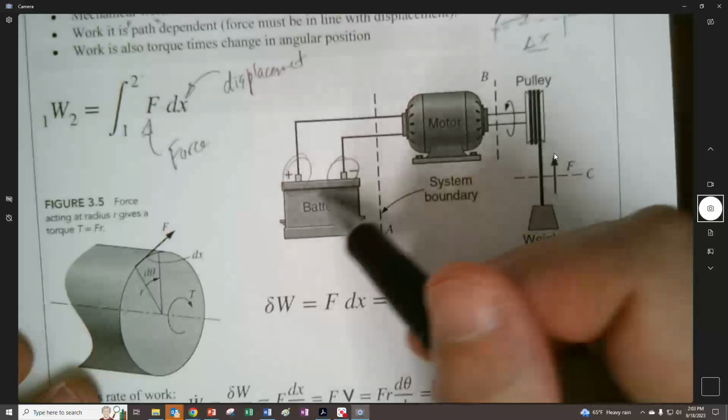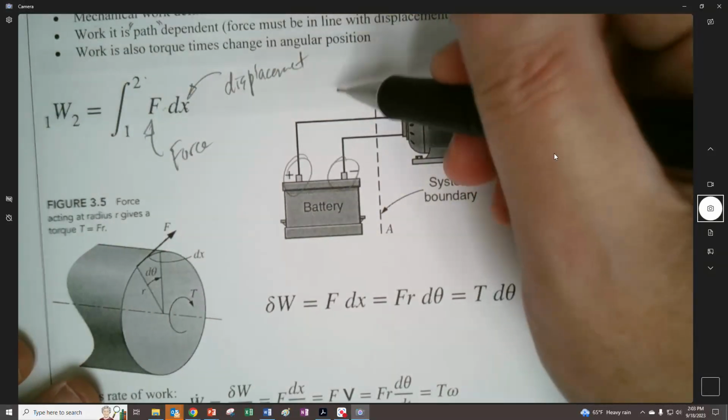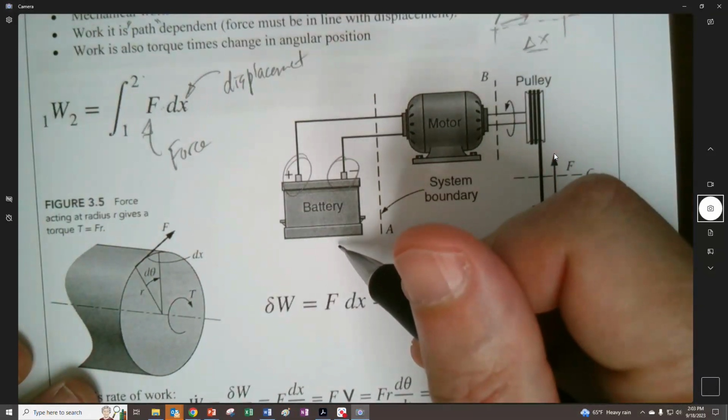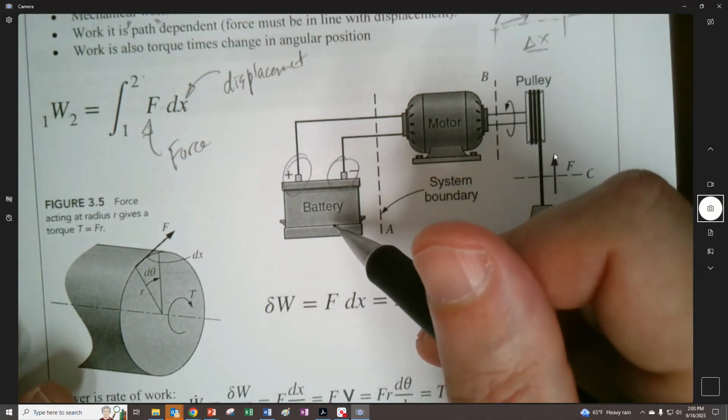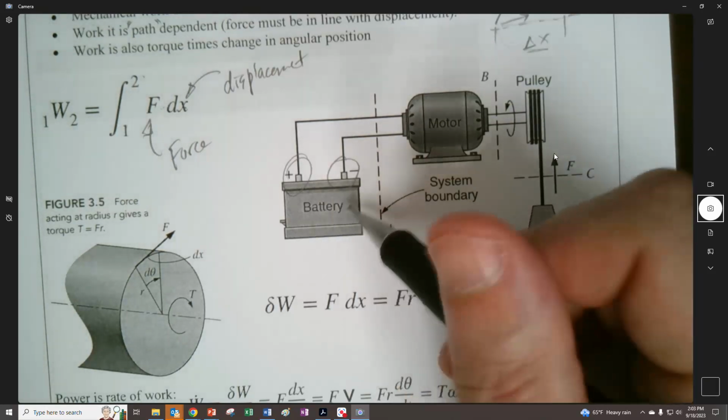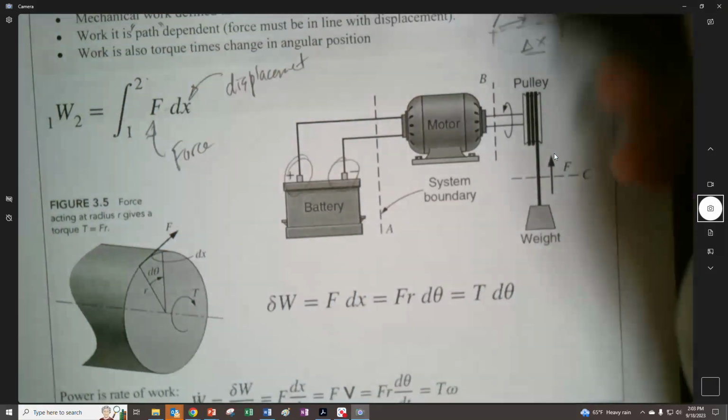So we could have electrical work, if you will. That's usually going to be the voltage times the current, but that would be power. So it'd be voltage times the current times the time. And then you would get what the work you would put out of there.